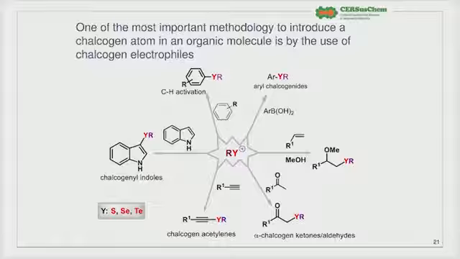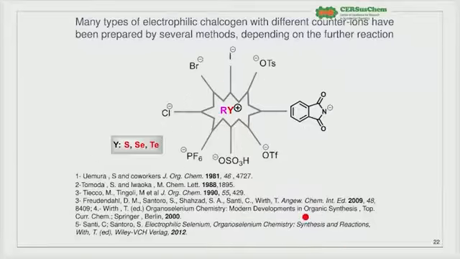Now, one of the most important methodologies to introduce a chalcogen atom in an organic molecule is by the use of chalcogen electrophiles. By forming the chalcogen electrophile, we can functionalize different kinds of organic moieties. For this purpose, many types of electrophilic chalcogen species exist in the literature, with counter anions varying from tosylate species to phthalimides to halides. So there is a diverse class of electrophilic chalcogen species.